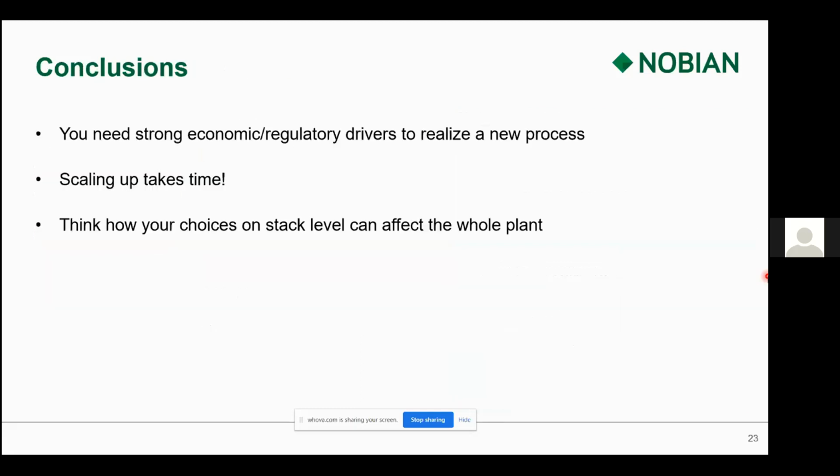So basically the message I want to give you is, if you want to move towards a new technology you want to develop, you need strong economic and regulatory drivers to realize it, because otherwise it's not going to happen.